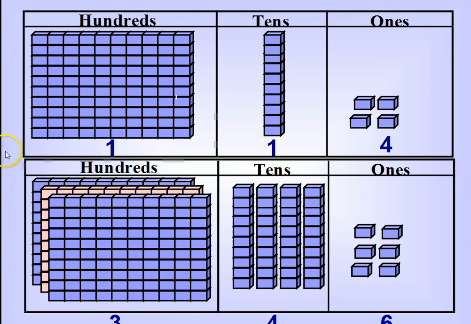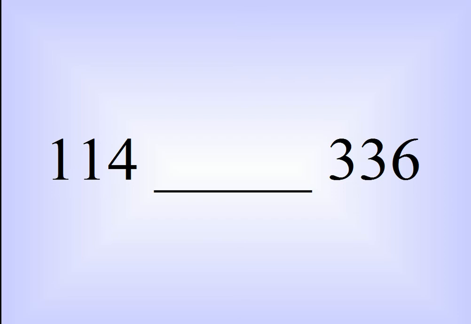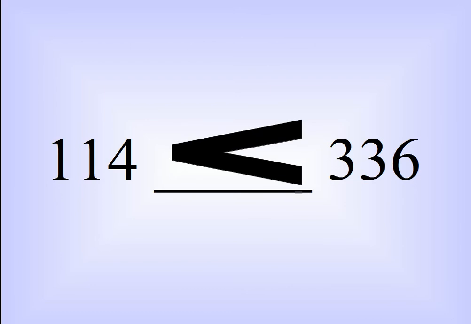So very easily you can see, starting from the left, that we have more hundreds in 346 than we do in 114. So then you would say, well, which one is greater, 114 or 336? Your alligator is going to obviously be wanting to eat the 336. So we would say 114 is less than 336.